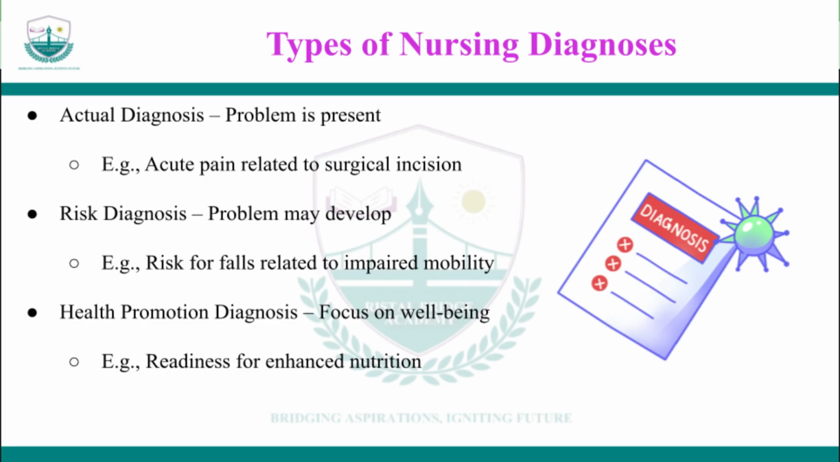Then, health promotion nursing diagnosis. This focuses on improving the patient's well-being and preventing future conditions. For example, readiness for enhanced nutrition related to dietary education. So this shows that the problem is not there, but we identify this, and its purpose is to make sure that the patient's health is improved or it becomes better. So health promotion.